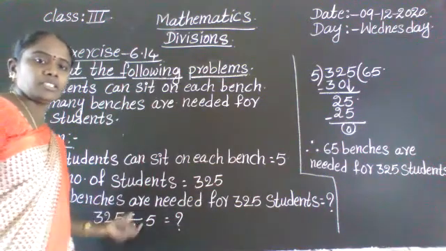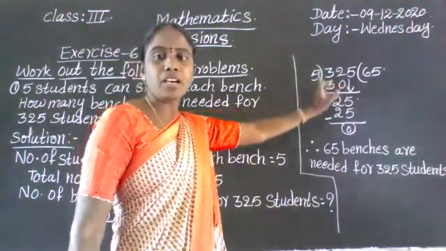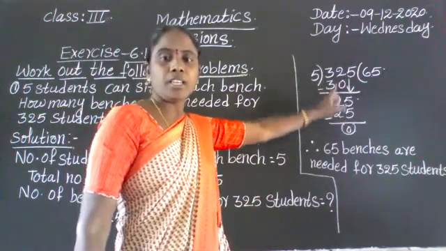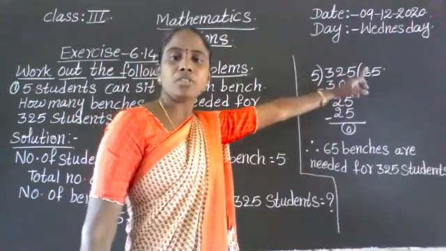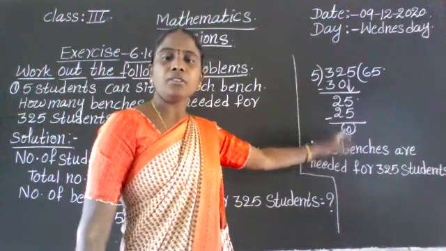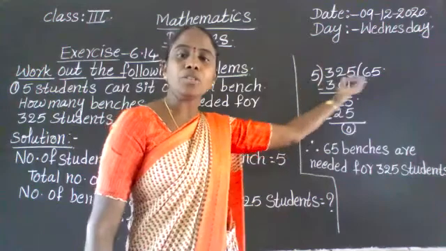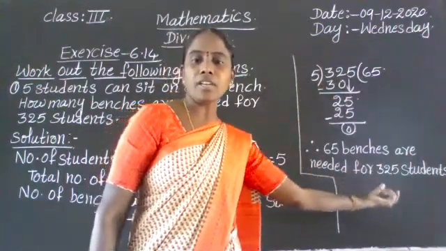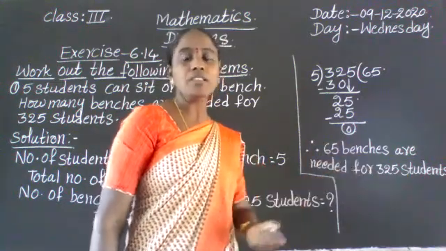Yes? Let's do the division. 325 divided by 5. 5 6s are 30. After subtraction, we get 2. Next, take the next digit, 5. 25 divided by 5. What is the quotient? 5. 25 minus 25, 0. Total here, what is the quotient? 325 divided by 5, the quotient is 65. 65 benches are needed for 325 students.